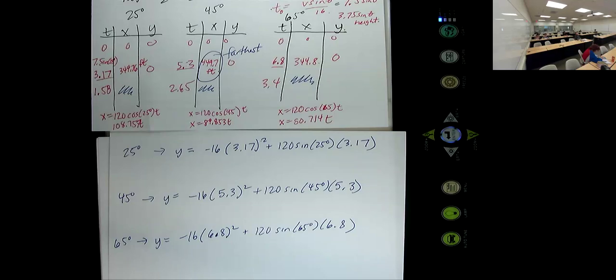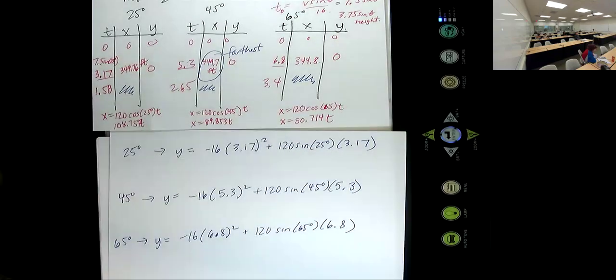So let's see, we got -16 times 3.17 squared plus 120 times sine 25 times 3.17. That can't possibly be right. How do I get a negative value? Oh, I used the wrong keys.